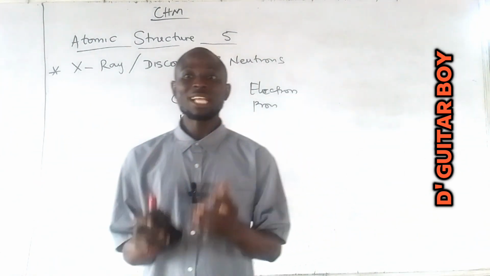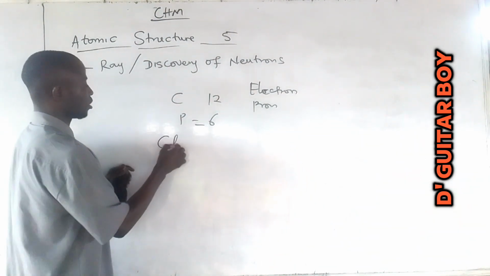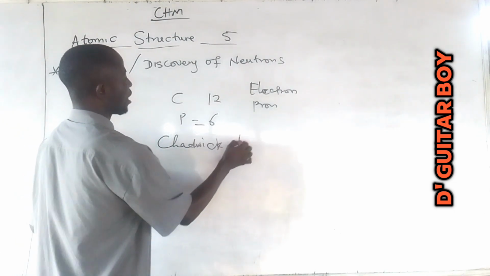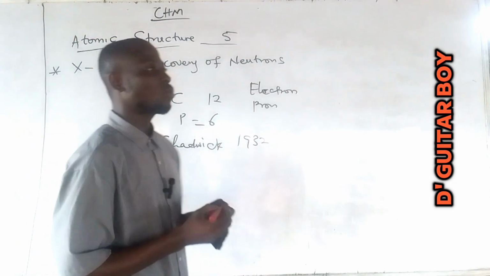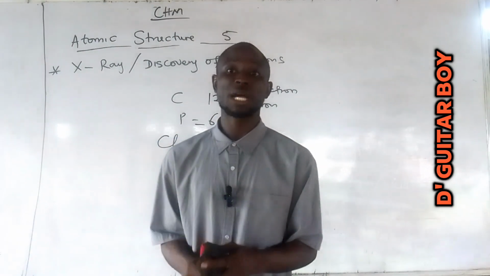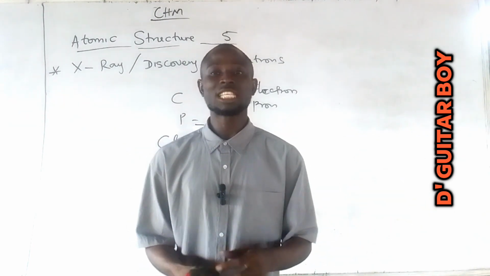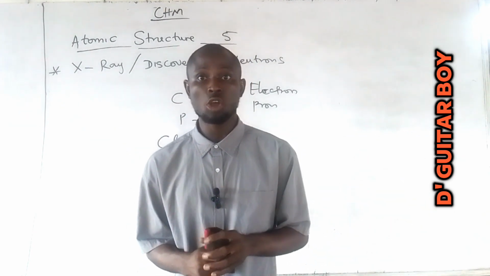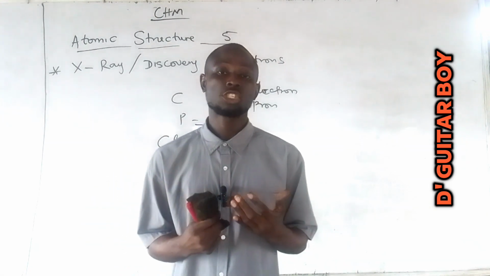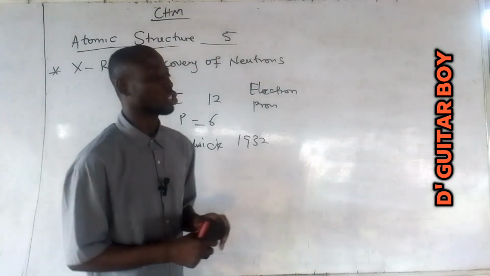So the person that finally discovered this particle was Chadwick in the year 1932. Chadwick was the person that finally discovered the presence of this other particle, neutron, inside an atom. How did he discover it? He bombarded a thin sheet of beryllium with alpha particles. When he bombarded a thin sheet of beryllium with alpha particles, neutron was discovered.